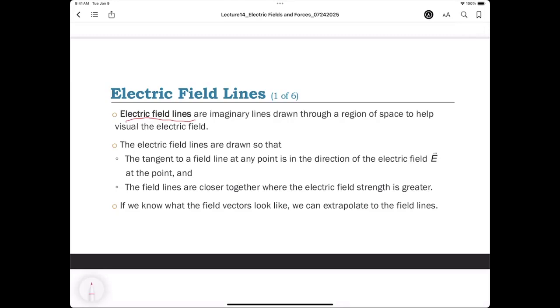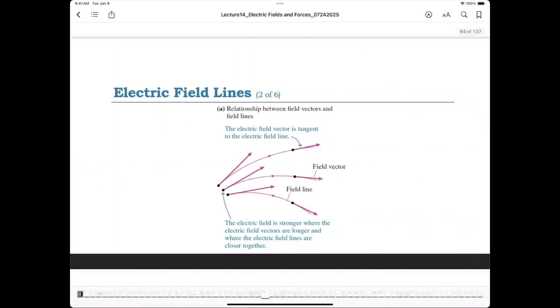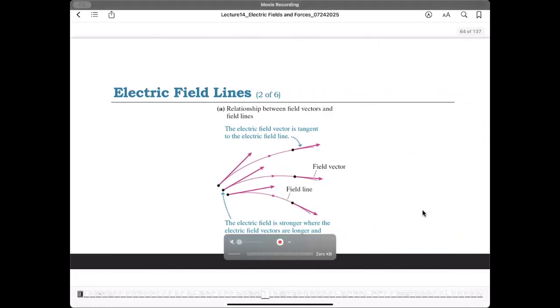The electrical field lines are drawn so that the tangent to a field line at any point is in the direction of the electric field at that point, and the field lines are closer together where the electrical field strength is greater. If we know what the field vectors look like, we can extrapolate to the field lines. Okay, you can see this is a typical electrical field line picture.